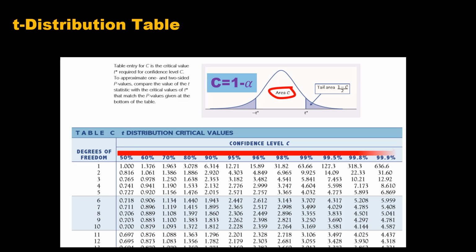Alright, so this is the confidence level in the table. You see 50%, 60%, 70%, and so on. That is the confidence level. Then degrees of freedom is what? How do we find the degrees of freedom? N minus 1. N is the sample size. So degrees of freedom is in this column.